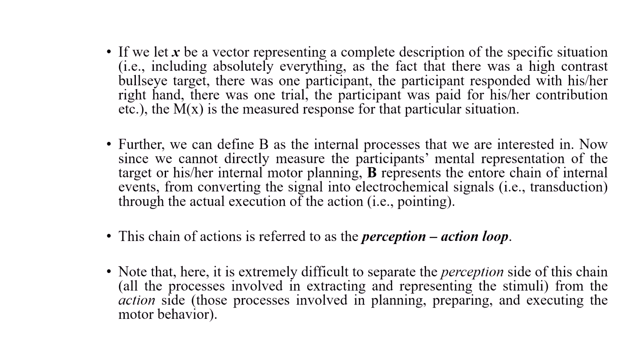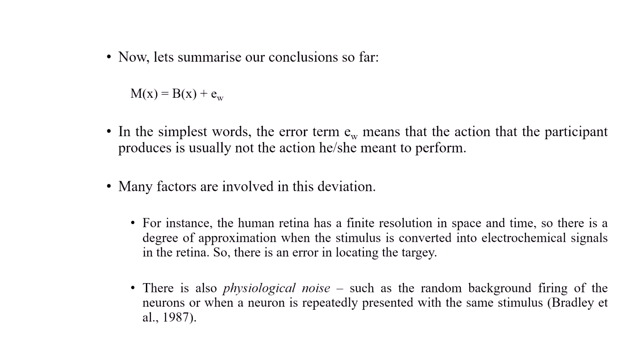Now, note that there are two parts in this perception action loop. There is perception and there is action. Perception is basically all the processes involved in extracting and representing the stimuli, and from the action side we have all the processes involved in planning, preparing for and executing this motor behavior of touching that bull's eye.